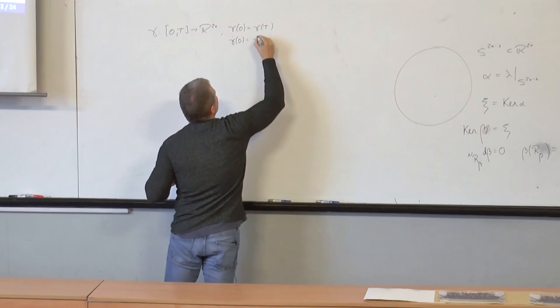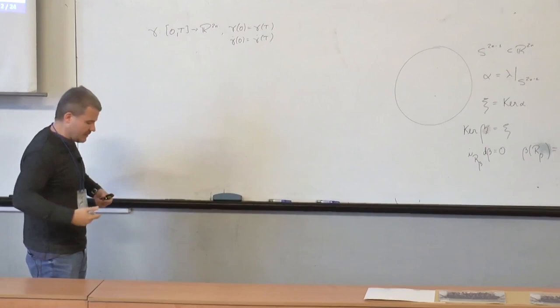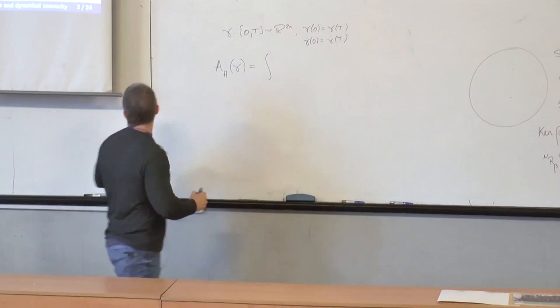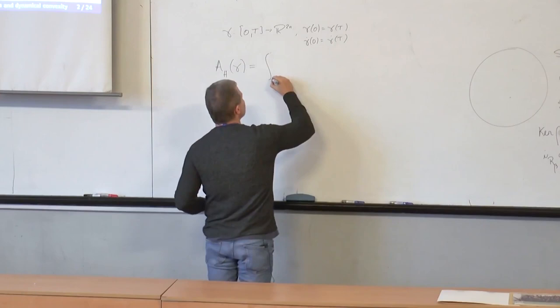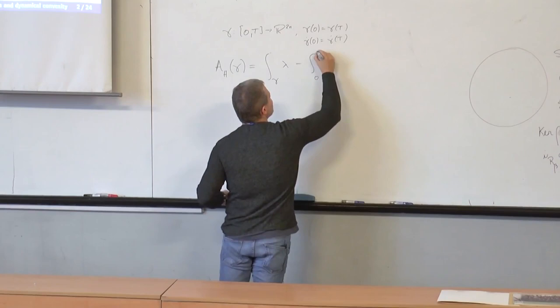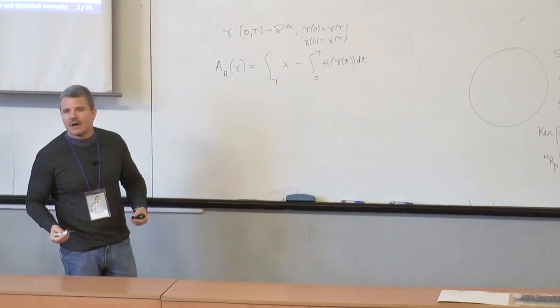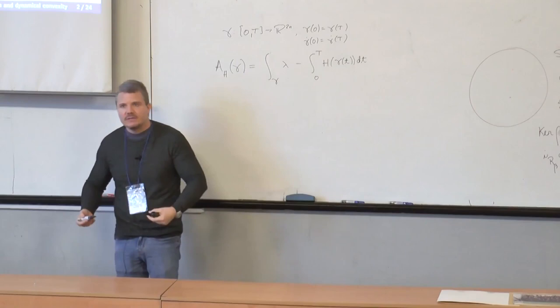And you associate to this space a functional on the space of these curves, which is the action functional associated to the Hamiltonian, which is given by this. It's the integral of lambda, where lambda is the primitive of the symplectic form, over the closed curve, minus the integral of the Hamiltonian along the closed curve. And it turns out, it's a classical fact, that the periodic orbits are critical points of this functional. So we have, as I said, this variational structure to find periodic orbits.